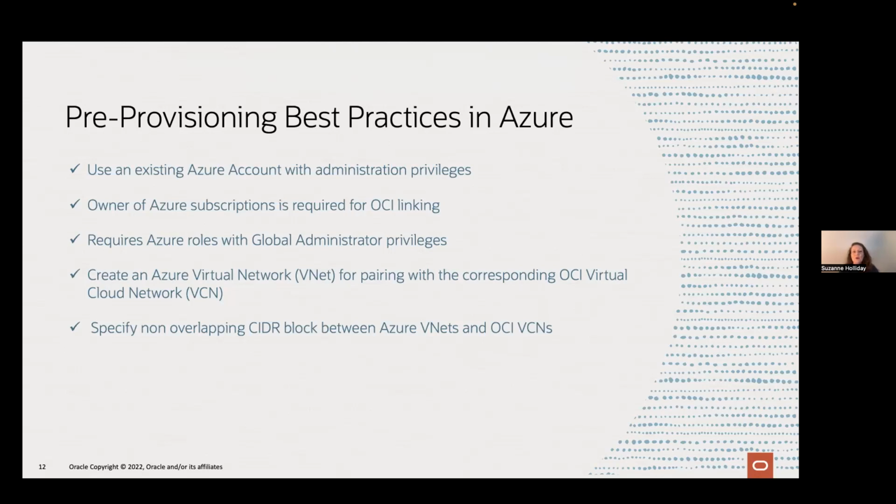So before you begin, one of the essential pre-work items is that you need to create an Azure VNet for peering, with a corresponding OCI virtual cloud network, or VCN. And at the start, it's really important to plan your network, because you really need to ensure that you've got no overlapping CIDR blocks between your Azure VNets and OCI VCNs. And if you're using Azure Kubernetes Service or other services, obviously there are more network considerations that you need to take into account as well. But it's very important to plan your network and make sure that you do not have these overlapping CIDR blocks.